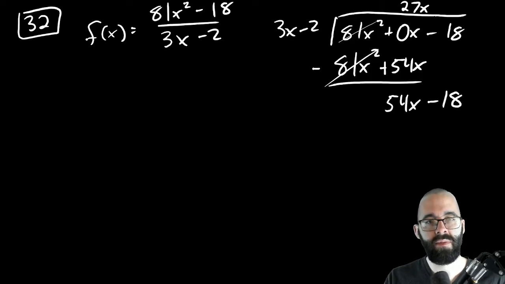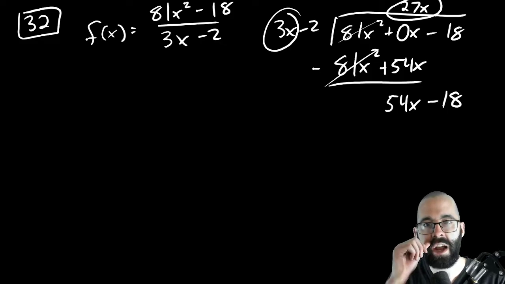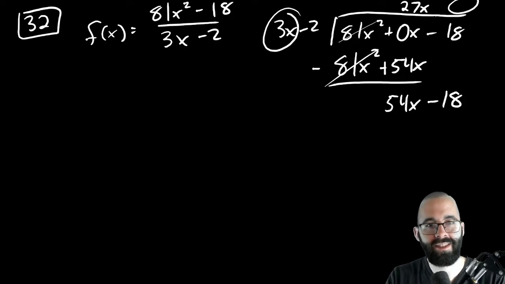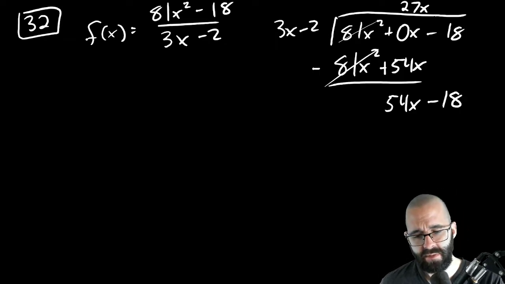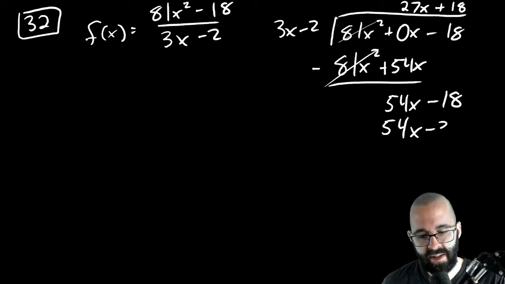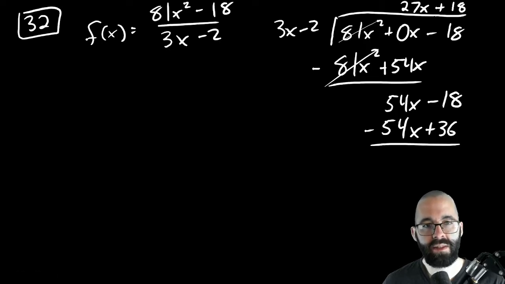Drop down the next term. And again, what do we need to multiply these two things by in order to get 54x? It's just going to be whatever 54 divided by 3 is, which is 18. And then we multiply 18 by each of these. And we're going to get 54x minus 36. Subtract these out. The minus 36 becomes a plus 36. And we get a remainder of 18.